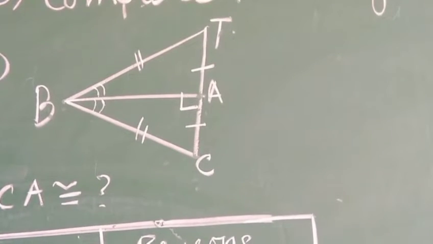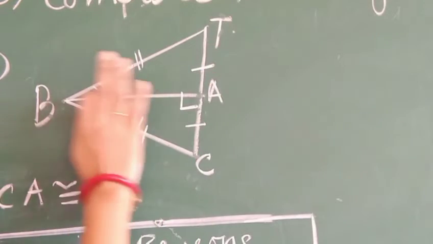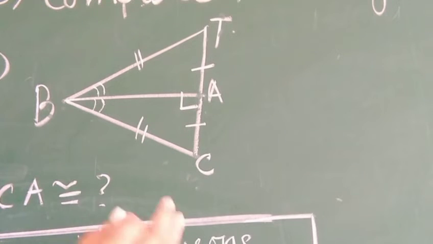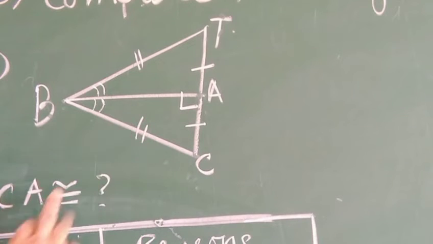In this triangle, you can see BCA and BTA. So many things are given. You can identify any of the criteria, SSS, RHS, ASA, SAS, anyone you can select and make them congruent.